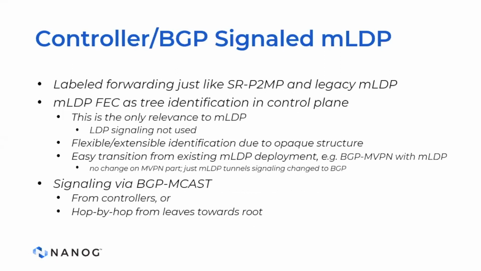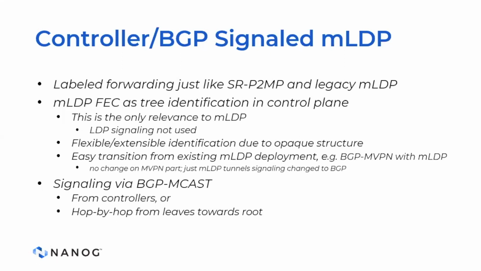The second option of controller signaled P2MP is MLDP tunnel that is signaled by BGP from the controllers. I want to point out that here the only relevance to MLDP is that we use the MLDP FEC to identify the tree in the control plane. Notice that in the forwarding plane, it's just like SR P2MP or legacy MLDP.